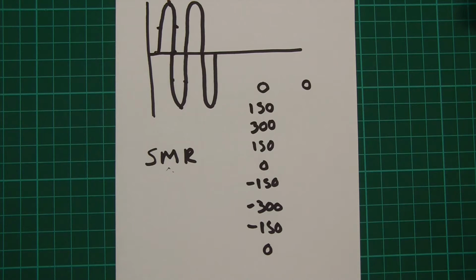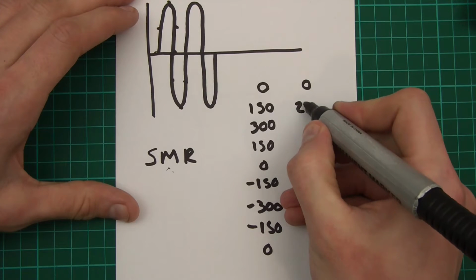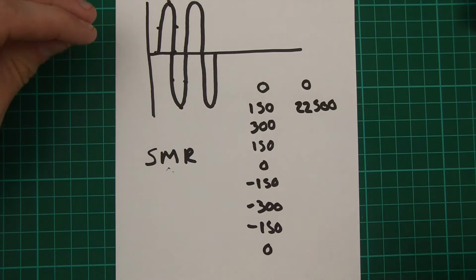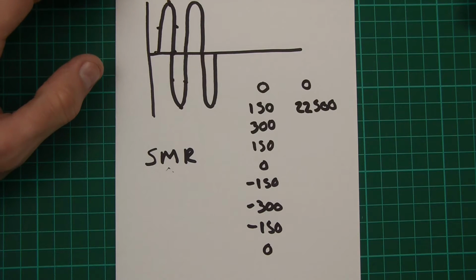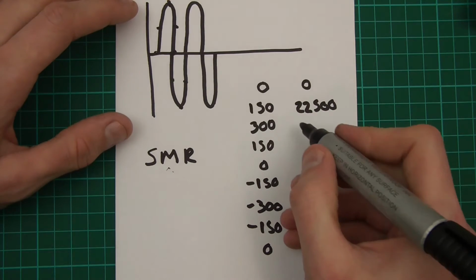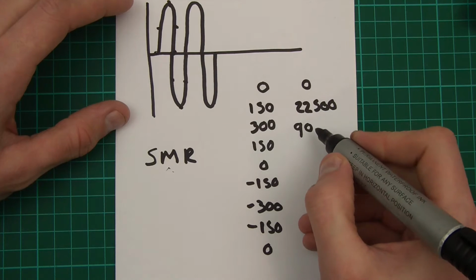or you could just use your square button on your calculator, is 22,500. And this looks a bit ridiculous at the moment, but just bear with me. Now I'll just use a calculator. 300 squared is 90,000.